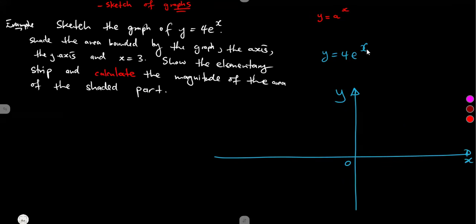For the value of x, when it is 0, we're going to have 4e to the exponent of 0, which is what? 4 times 1, which is 4. So our graph is going to be crossing the y-axis at what? At 4. This is the major point.